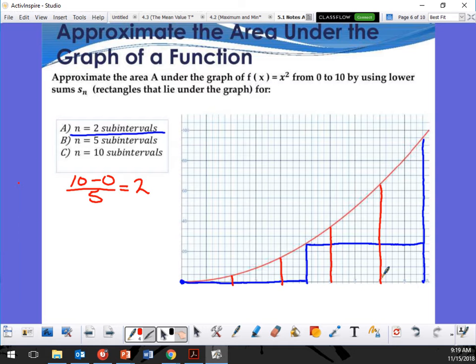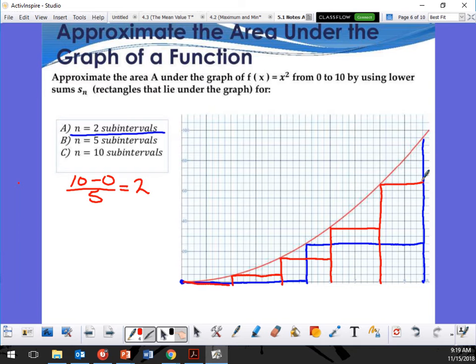from the left, right? Okay, so how many? I should have 5 of these, right? Do I have 5 there? Yeah, I should have 5 rectangles. So there's my 1. Here's my second one. Here's my 3rd, 4th, and 5th.